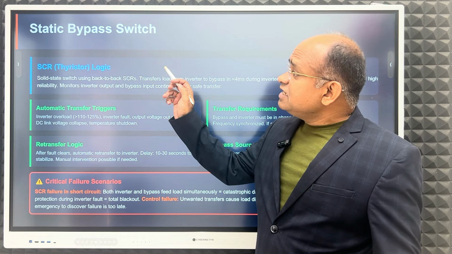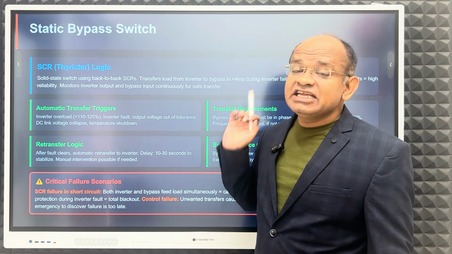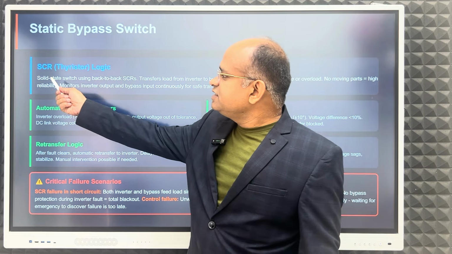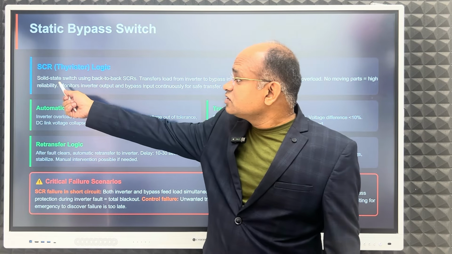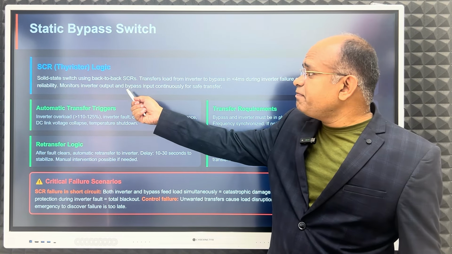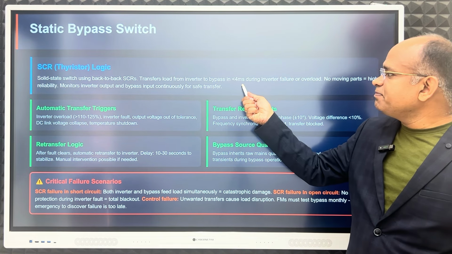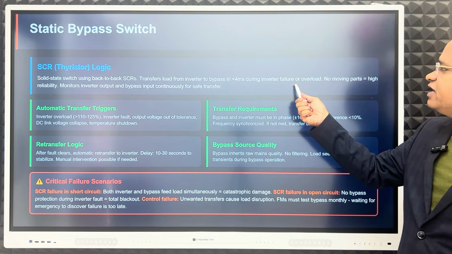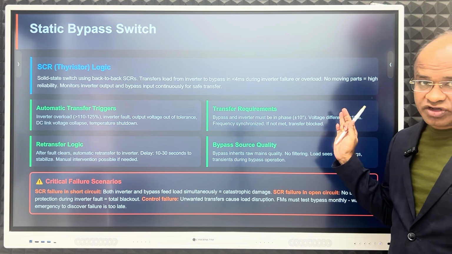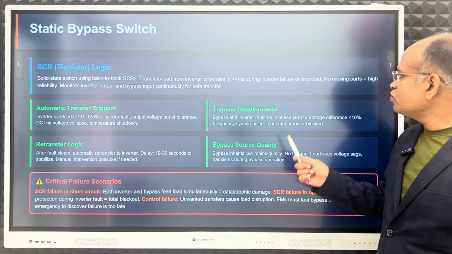Now we will see another important component, the static bypass switch. SCRs, silicon controlled rectifiers, it is also called. It is a solid state switch using back to back SCRs that transfers the load from inverter to bypass in less than 4 milliseconds, during inverter failure or overload. If the load is not being catered through the inverter, then it will switch to bypass.